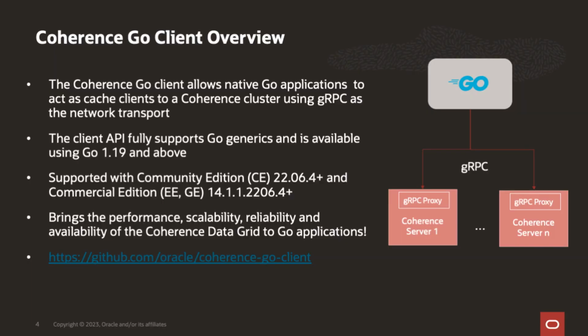The Coherence Go client allows native Go applications to act as cache clients to a Coherence cluster using gRPC as the network transport. The client API fully supports Go generics and is available using Go 1.19 and above. It's supported with Community Editions 2206.4 and above and Commercial Editions with the feature pack 14.11 2206.4 and above. It brings the performance, scalability, reliability and availability of the Coherence data grid to Go applications.